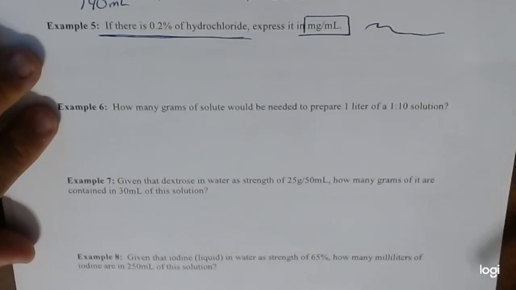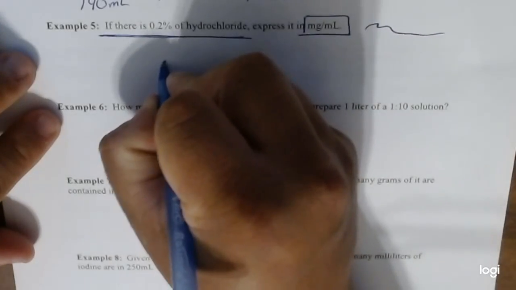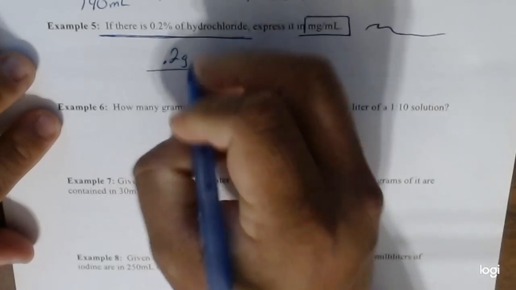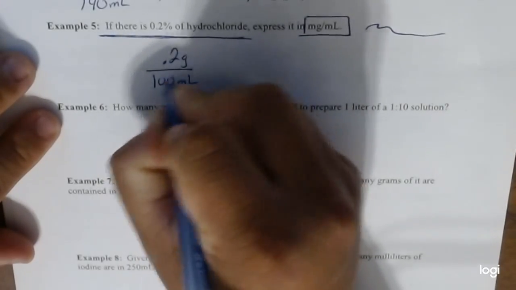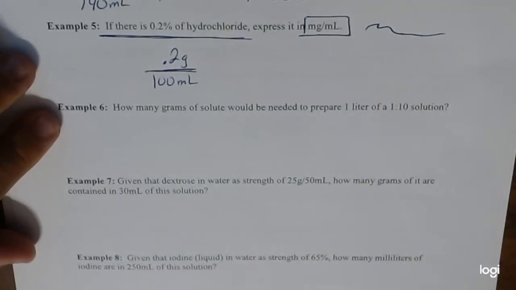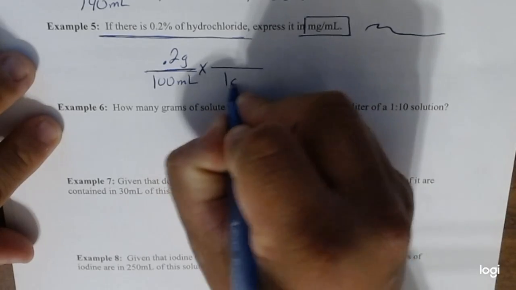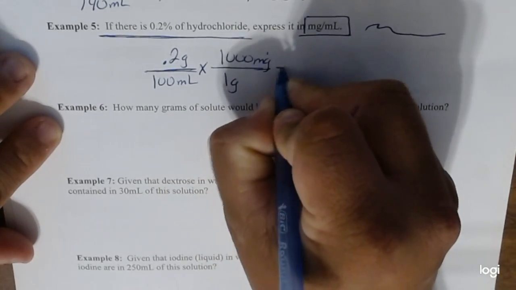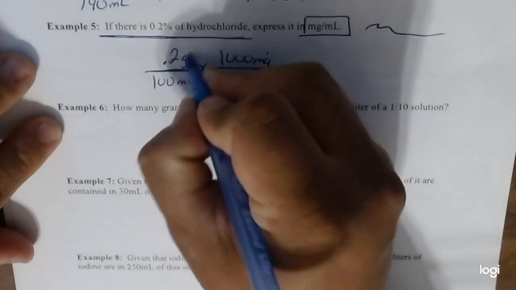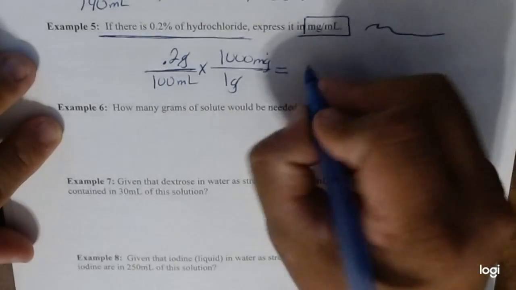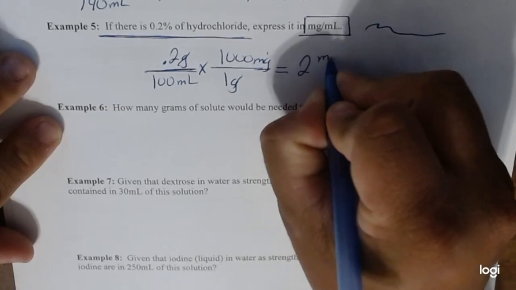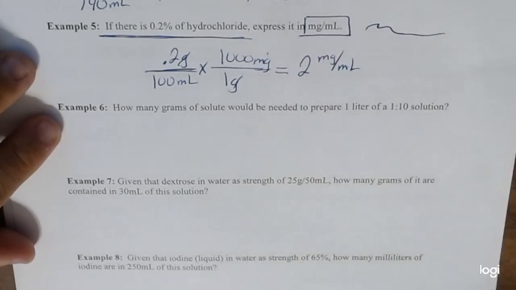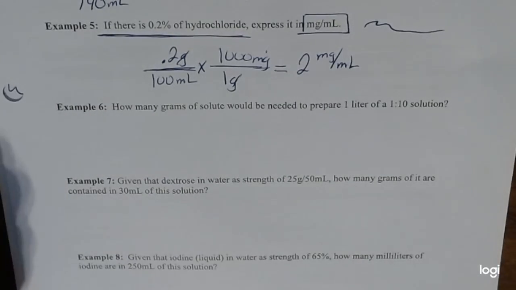Okay, so now let's finish this question. So we know it's 0.2 grams for every 100 milliliters, right? And now we just convert that into portions. So we have times, so we know for every 1 gram there are 1,000 milligrams. So canceling these out, multiplying should give us, I believe, 2 milligrams per milliliter once we divide. Okay.